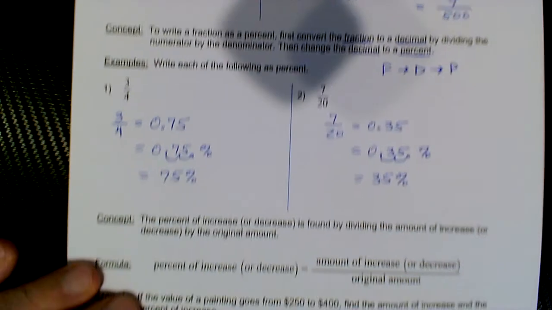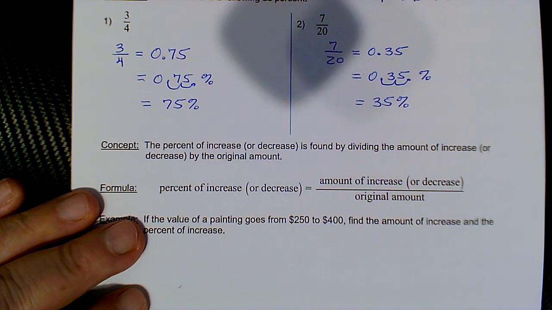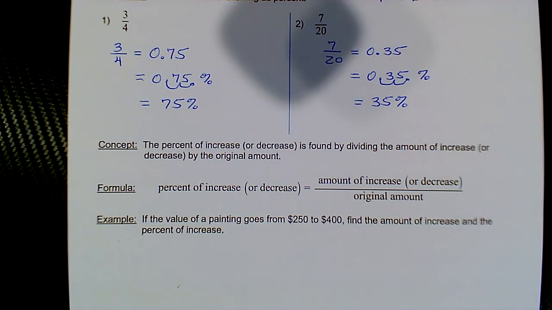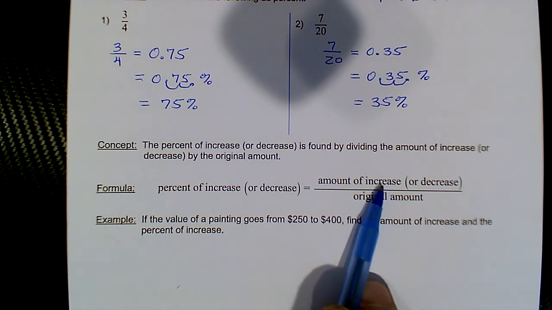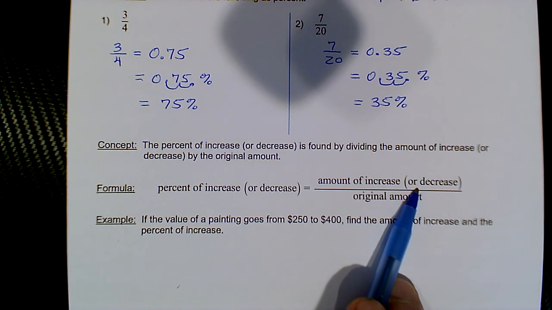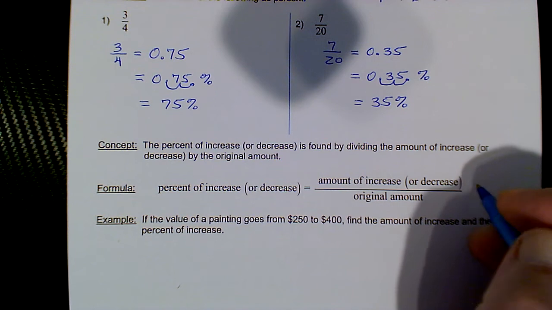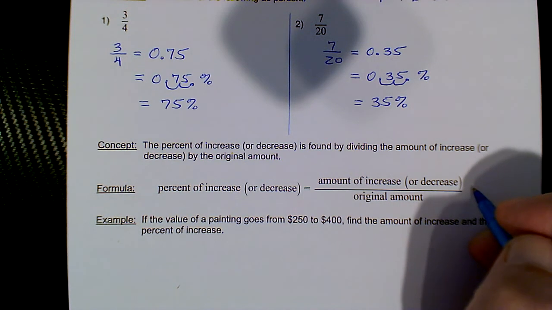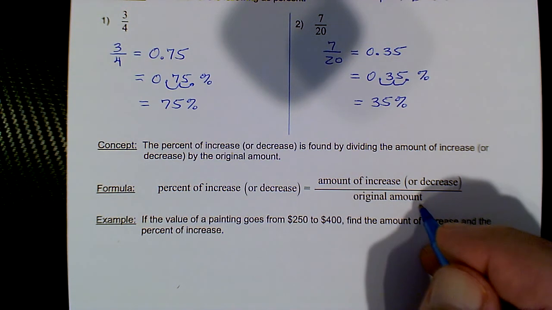Okay, so the next thing is a concept that requires a formula, but not really. I mean, you could memorize it, but it kind of makes sense. It's for the percentage of increase or decrease. It's the same formula no matter if it's an increase or a decrease. And the percent of increase or decrease is found by finding the amount of increase or decrease, or that's the change or the difference, divided by the original amount.